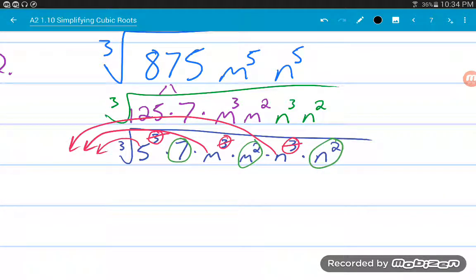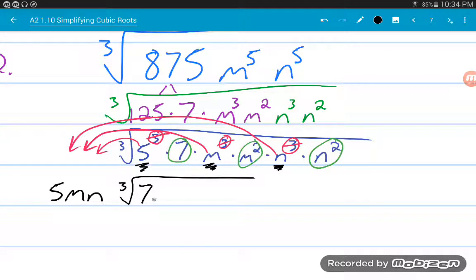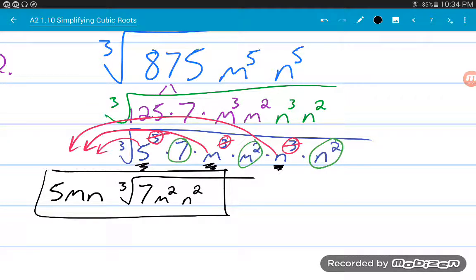So when I rewrite it, I want to be really careful about what goes out and what stays under. I know that I had the 5 come out, right? The 5 came out. I know that the M came out. And I know that the N came out. Now everybody else is stuck underneath the cube root. So who's stuck? The 7 stuck in line, M squared and the N squared. And that's going to be my final answer.